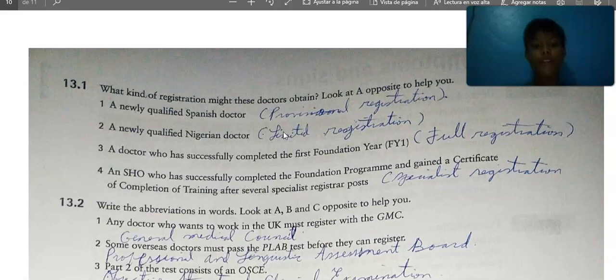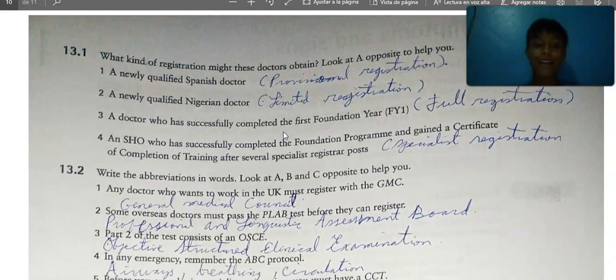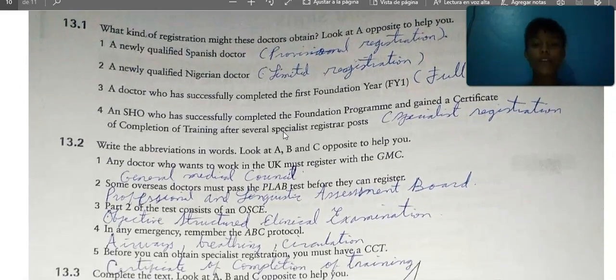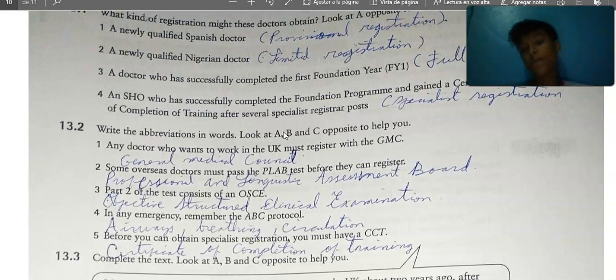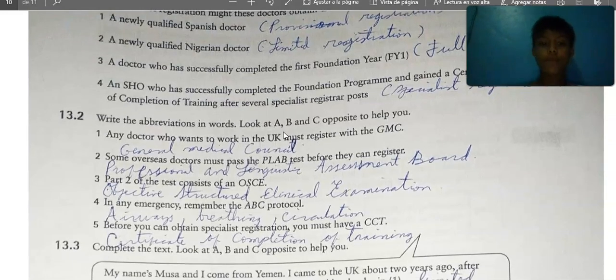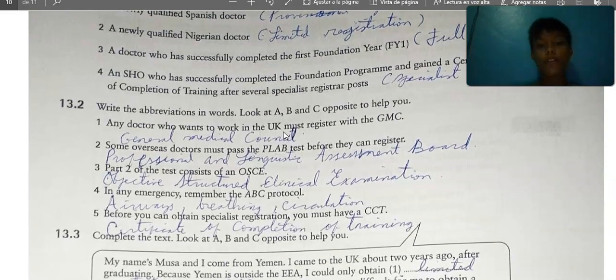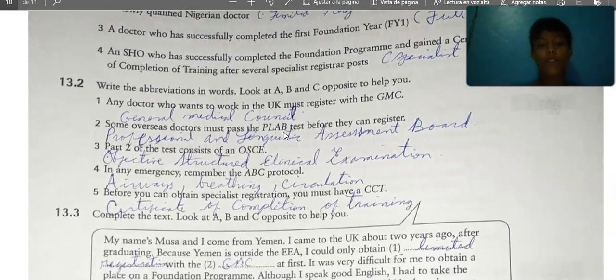An SHO who has successfully completed the foundation program and gained a certificate of completion of training after several specialist registered posts: specialist registration. Write the abbreviations in words. Look at A, B, and C opposite to help you.